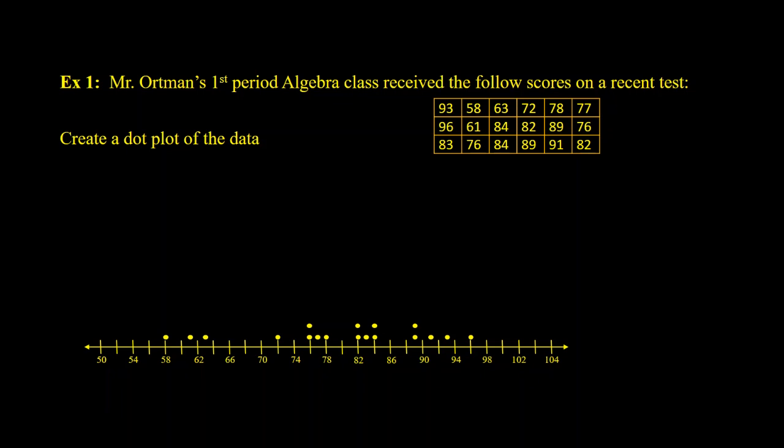Now we could space this a little differently. We could count by 2s or by 5s or something and stack them on top of each other more. But that's just your basic dot plot.